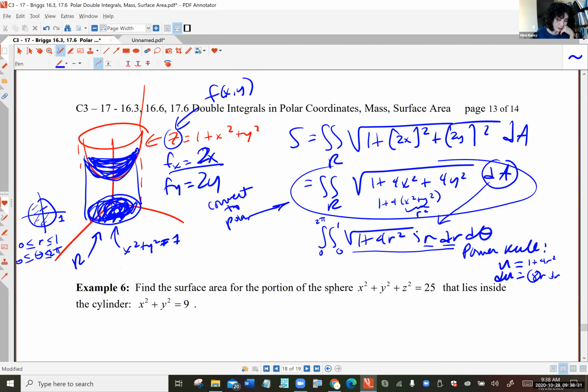So good news, I have an r dr. I just need an 8. I'll put one in, provided I multiply the front by the reciprocal. And then we all know that the square root of u du is going to look like u to the 1/2 du. And then the antiderivative of that will be 2/3 u to the 3/2. You need to back substitute your u before evaluating at your limits.